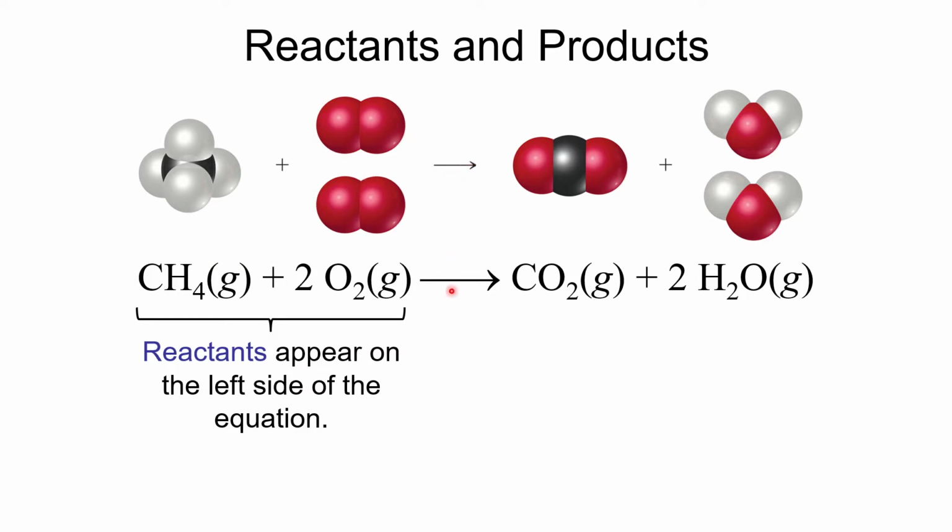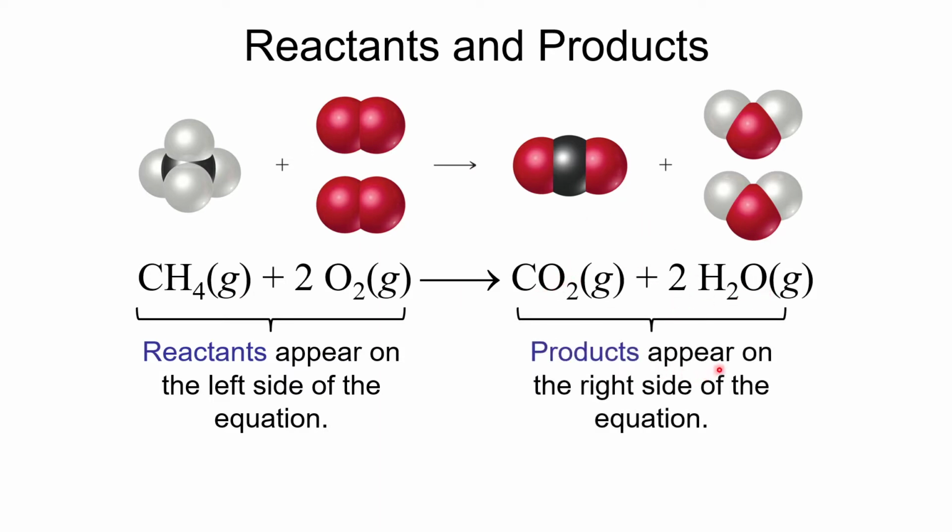The arrow indicates that these chemicals will proceed to make these chemicals. And so the products are over on the right side of the equation. And so that is how we represent them.